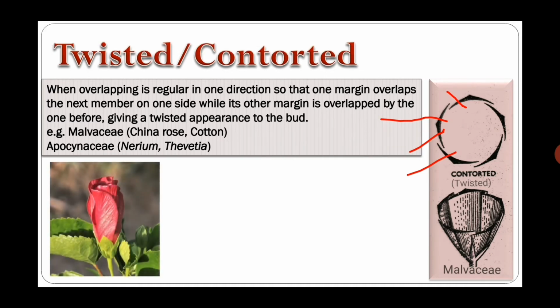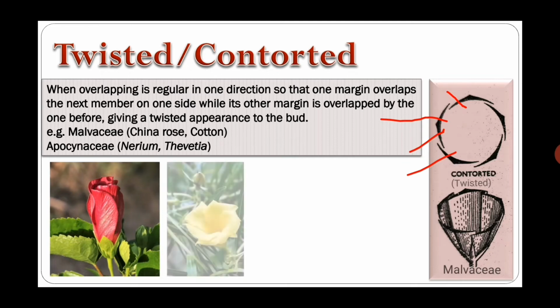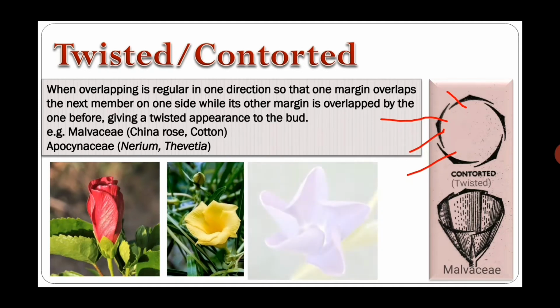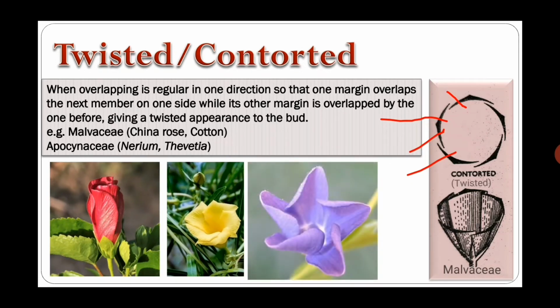So here in the first picture you can see the flower bud of hibiscus, that is China rose, in which clearly you can see the twisted or contorted estivation. Then another picture is from family Apocynaceae, that is Thevetia flower, and this third flower is also clearly showing the twisted or contorted type of estivation.